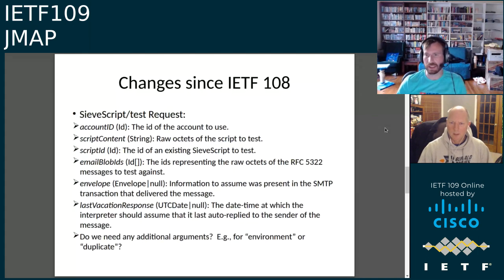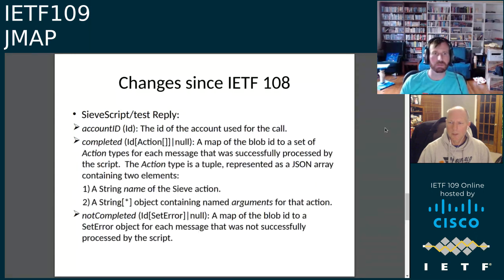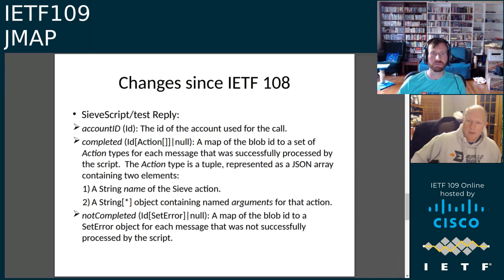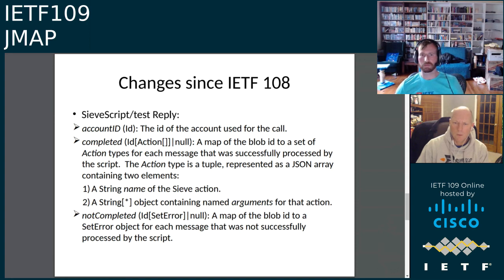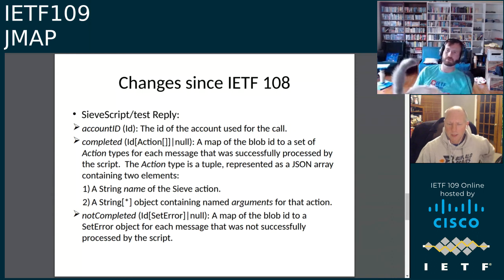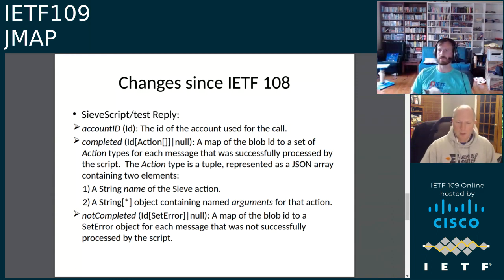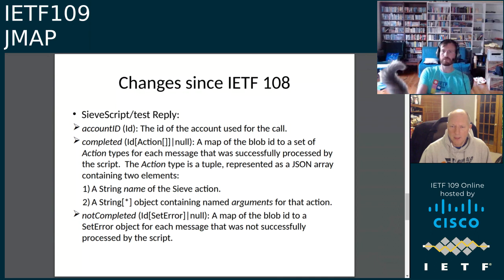Okay, next slide, please. So to reply to this, you need to go forward one, Brian. So to reply to this, in addition to the account ID, it basically has two other arguments, completed or not completed, both of which are arrays. If it's completed, it's a map of the blob ID to a set of action types. The action type mimics what we see with the array of method requests. So it's an array, a tuple that has the name of the script, the Sieve action, and then an object containing all the arguments. If the test fails, you'll get a map of the blob ID of the message and any SetError that identifies what the problem was.